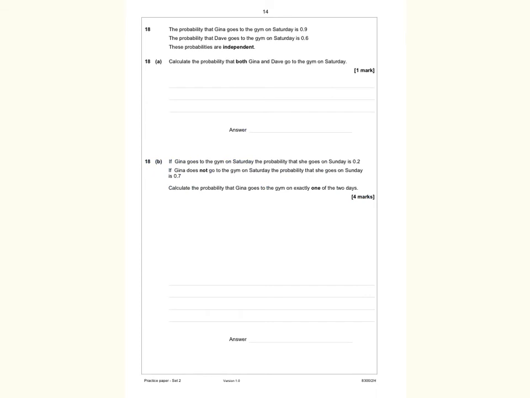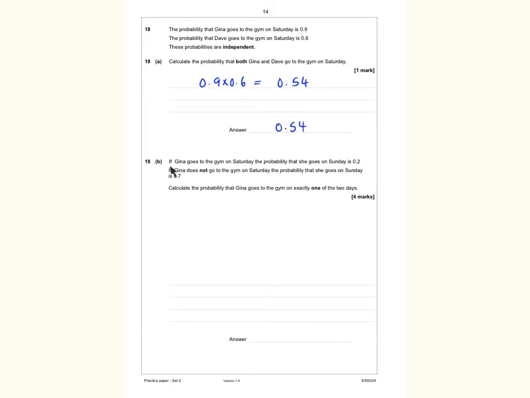Question 18 says the probability that Gina goes to the gym on Saturday is 0.9. The probability that Dave goes to the gym on Saturday is 0.6. These probabilities are independent. What that's telling us is that the probability that both of these happen is the multiplication of them. Calculate the probability that both Gina and Dave go to the gym on Saturday. So we've already said that multiplying these will give us this probability. So we're going to have 0.9 times 0.6, and that's going to be 0.54.